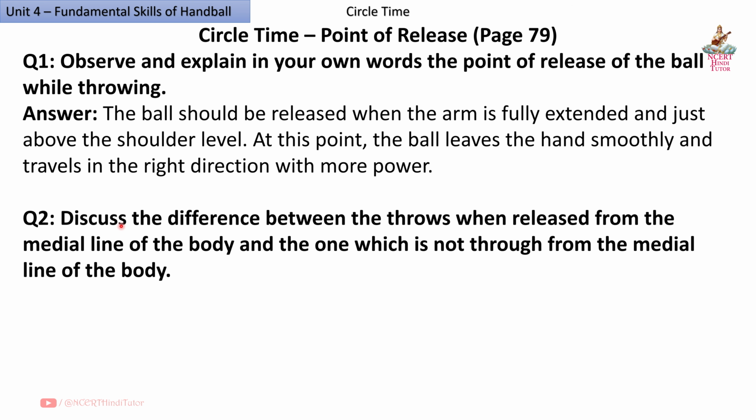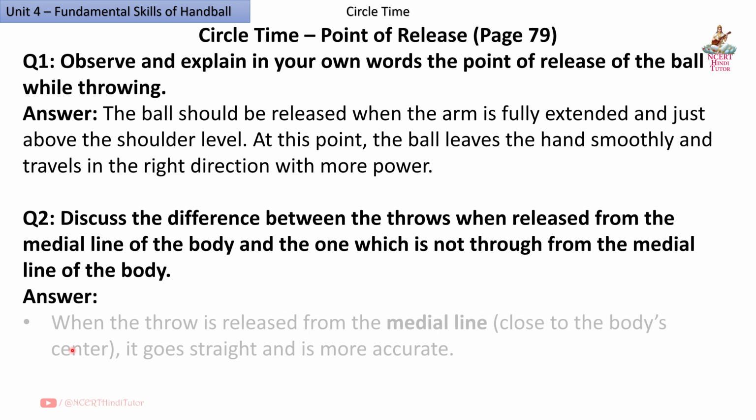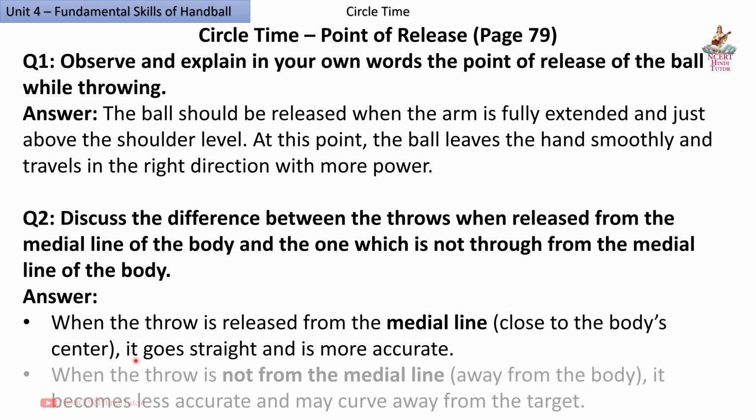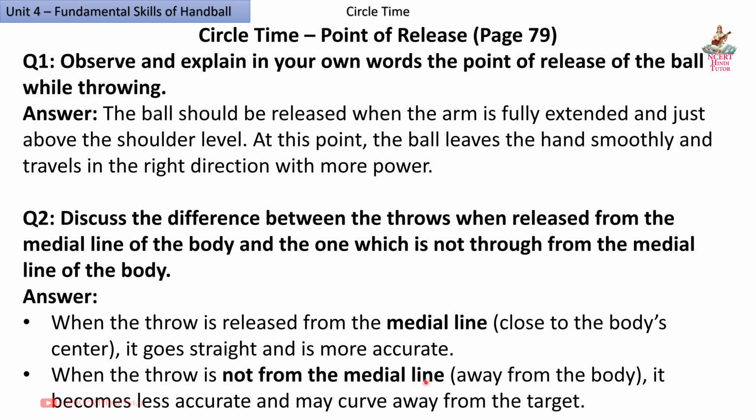Question 2. Discuss the difference between the throws when released from the medial line of the body and the one which is not thrown from the medial line of the body. Answer. When the throw is released from the medial line close to the body's center, it goes straight and is more accurate. When the throw is not from the medial line, away from the body, it becomes less accurate and may curve away from the target.